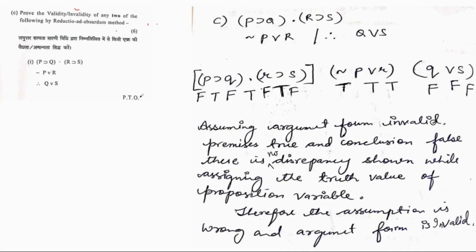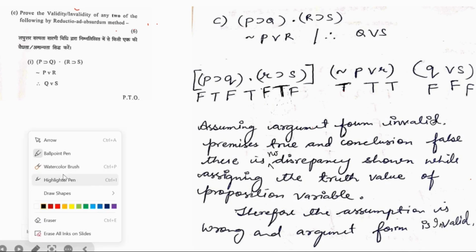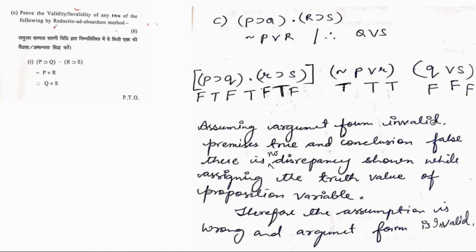Now let's solve the next question. The next question is prove the validity or invalidity of the following by using reductio ad absurdum. So again in this question, reductio ad absurdum means that you have to use the shorter truth table method. Okay, so in the shorter truth table method, this is your whole premise 1, and then your premise 2 and then the conclusion.